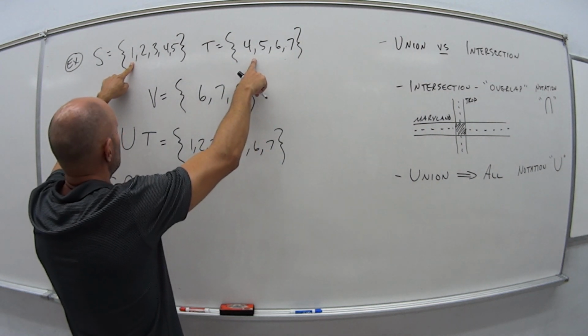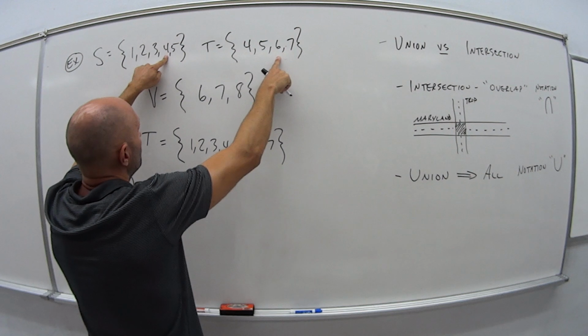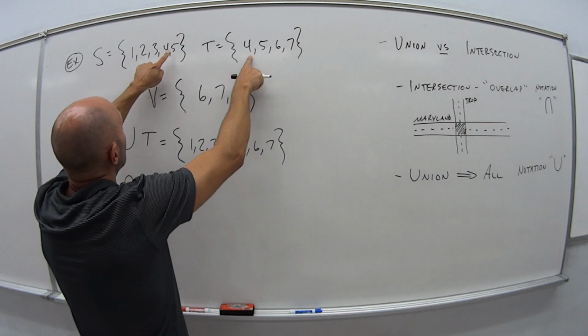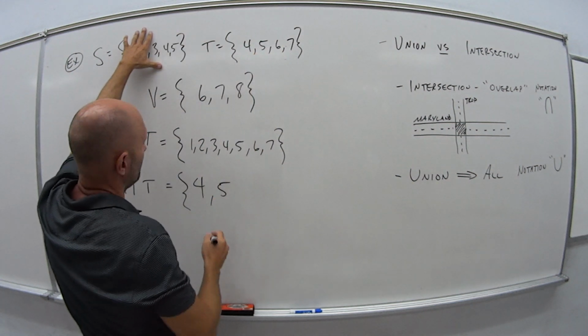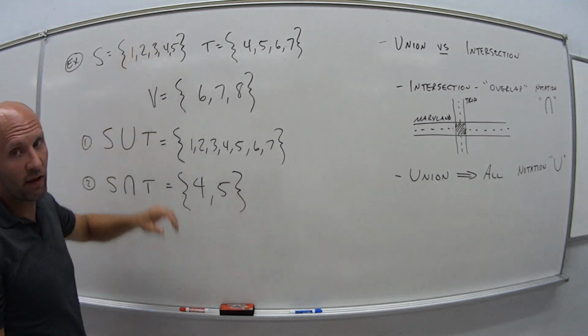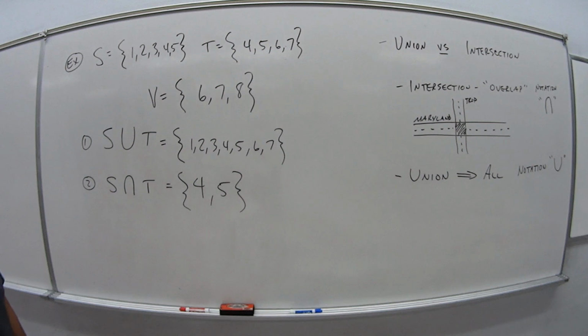In S we have 1. There's no 1 in T. 2, no. 3, no. 4, yes. 5, yes. So we ran out of numbers in S, so it doesn't matter what else is left in T. We know that it's not part of the intersection, so the intersection of S and T would simply be 4 and 5.